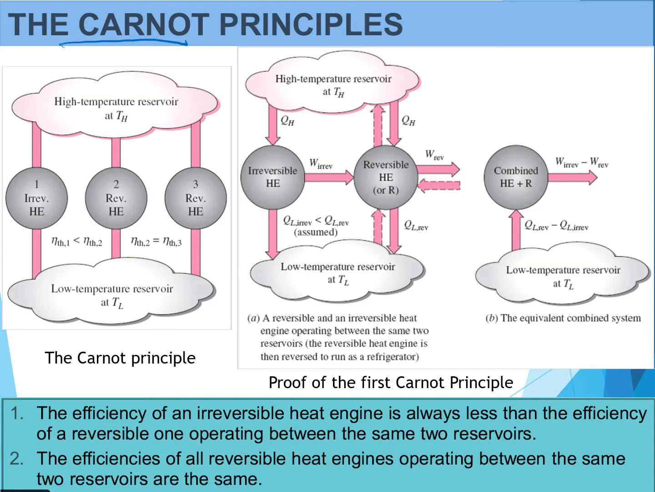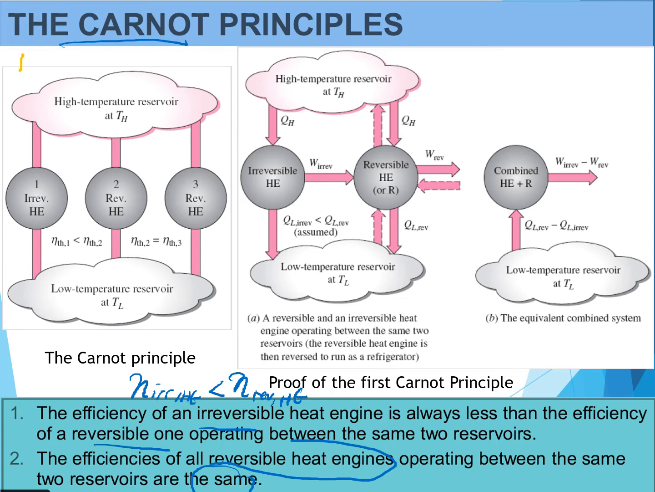Okay, according to the Carnot principle, the efficiency of an irreversible heat engine is always less than the efficiency of a reversible one. So we can write this: the efficiency of an irreversible heat engine is always less than the efficiency of a reversible heat engine. And then the second principle states that the efficiency of all reversible heat engines operating between the same two reservoirs is the same. So this principle can be indicated in the first figure.